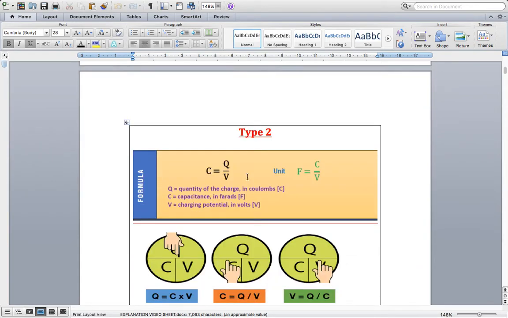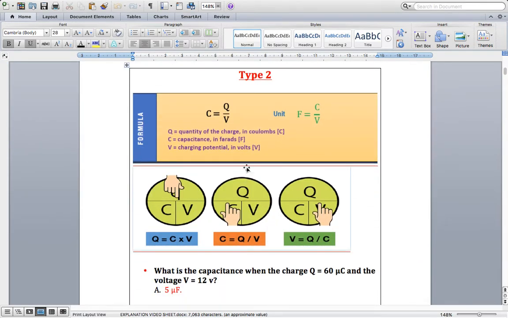Let's move on to the type 2 question. Before moving to the type 2 question, you have to study an equation which is C equals Q by V, where C is the capacitance, its unit is farad, and we will write it as capital F, and Q is the charge inside the capacitor, like the electrical energy inside the capacitor. Its unit is coulomb and we will write it as capital C.